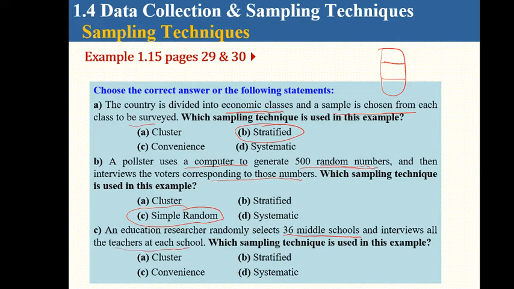Now, an educational researcher selects 36 middle schools and interviews all the teachers at each school. So these schools are making clusters. I mean, there are lots of schools, so you choose these clusters, 36 of them, and you interview all teachers in these schools. So this is cluster sampling. Okay.